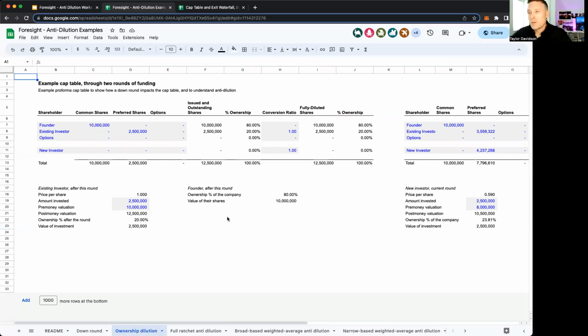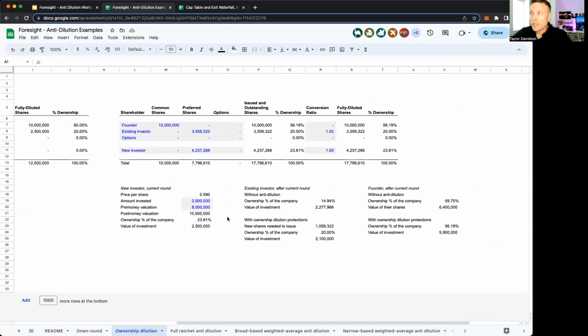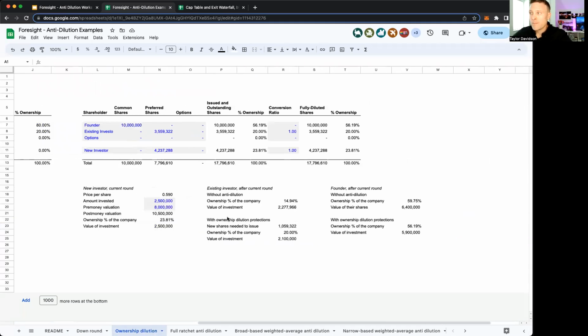Now, let's think about what happens in the case of an ownership dilution adjustment. So same exact setup from a pre-financing cap table, and let's look at a pro forma cap table for this. What I'm doing here is the same exact setup, except in this case, I'm giving the existing investors some new shares. And what we're figuring out is, how many new shares do they need to get to maintain their 20% ownership percentage.